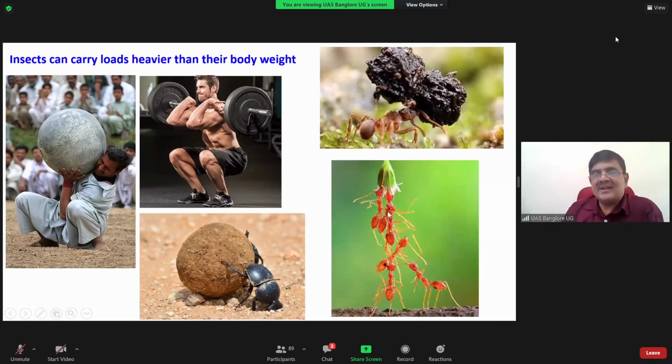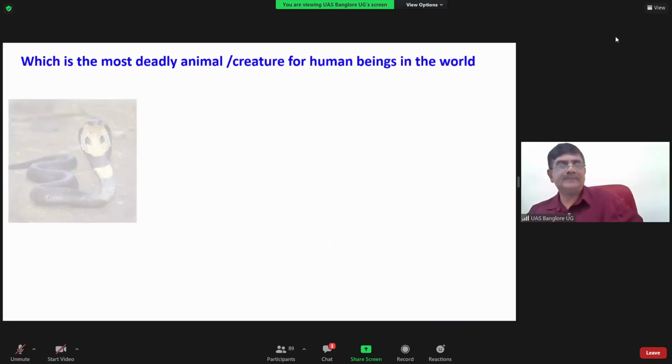And all of us know that if somebody is going up, we will try to pull their legs. But insects are not so. They will help each other in reaching the target. That means there are many things which we have to learn from the insects. So in this way, what the insects can do, human beings can't do.